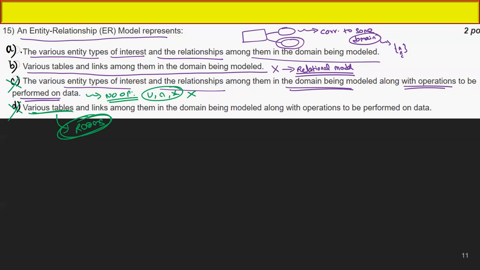C is also not the answer. B is also not the answer. A is the answer. Correct, no? Clear or not?